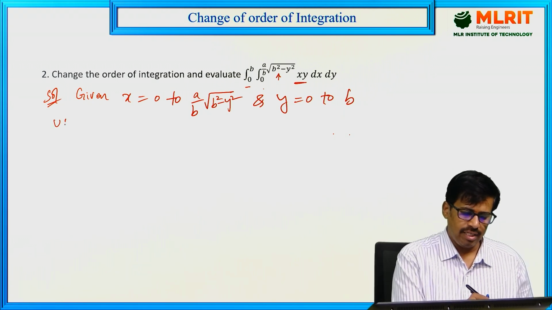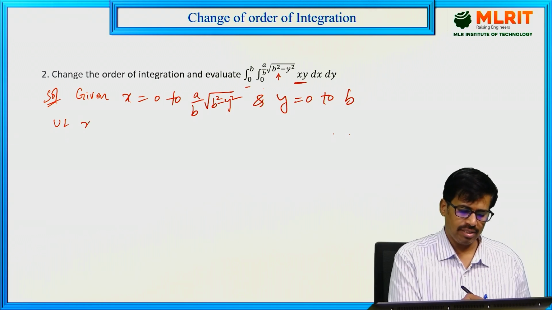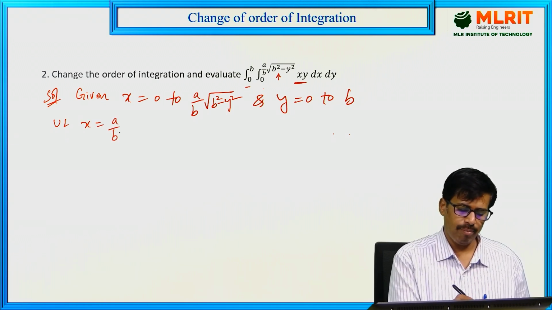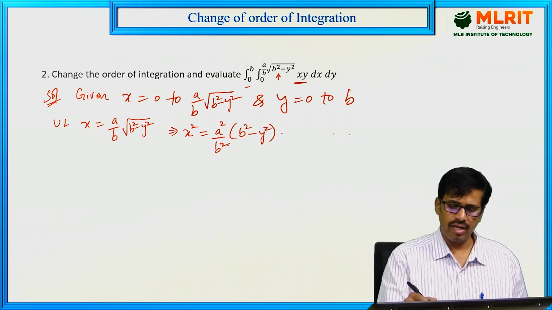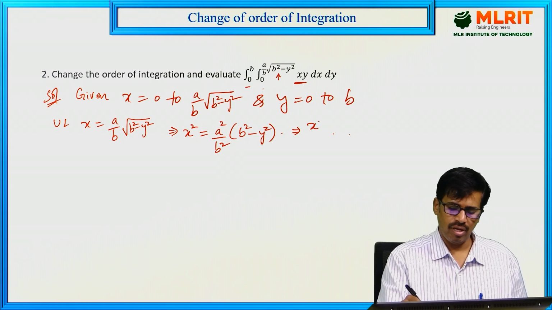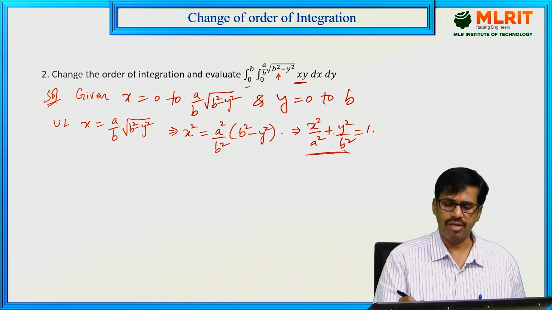So we can clearly see that first we have to draw the limits for x. The upper limit is given as x equal to a by b under root of b square minus y square. That means x square equals a square by b square into b square minus y square. So we can clearly see this is the ellipse equation, x square by a square plus y square by b square equal to 1.